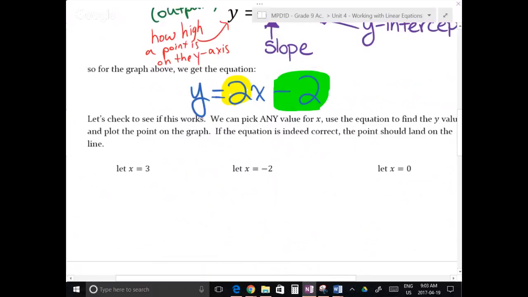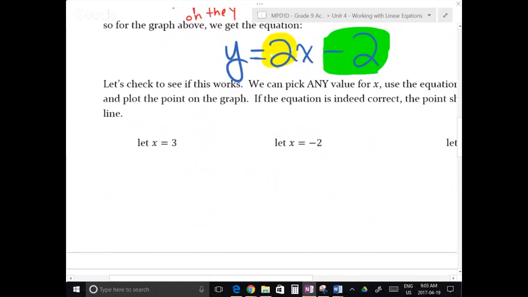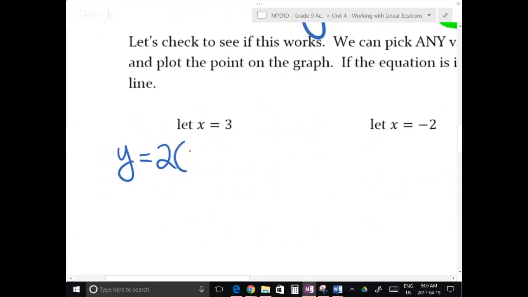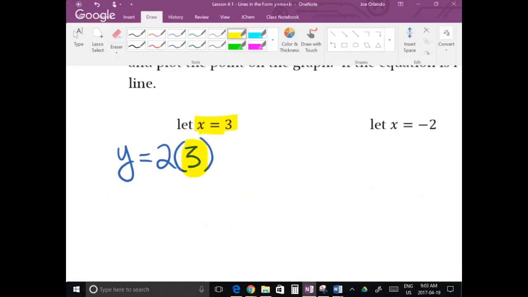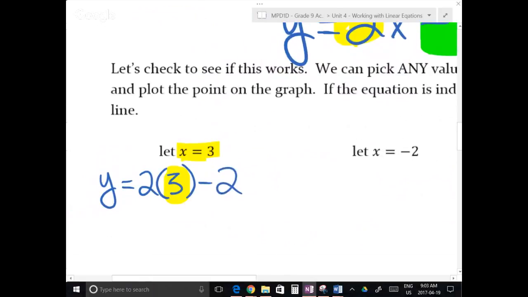Let's use this equation to find a few points and make sure we're right, make sure they fall on the line. So we'll do the first one together. In the first one, we're going to see what happens when we let x be 3. So how am I going to write that? Well, first I'm going to have to start with y equals 2. And then, in place of our x, we're going to put the number 3, because x is equal to 3. And then what do I have to do with it? 2x minus 2. Okay, y equals 2x minus 2 becomes y equals 2 times 3 minus 2.